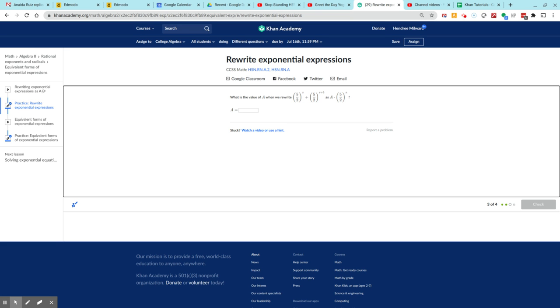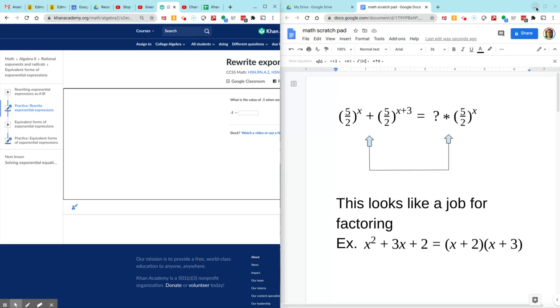Okay, here's another example from rewrite exponential expressions. We're supposed to find the value a when we rewrite this expression in terms of something, an a times 5/2 to the x power. So really, you're not trying to solve anything. You're just trying to rewrite the expression in the way that they're asking us to do. Okay, so here's my little solution for that.